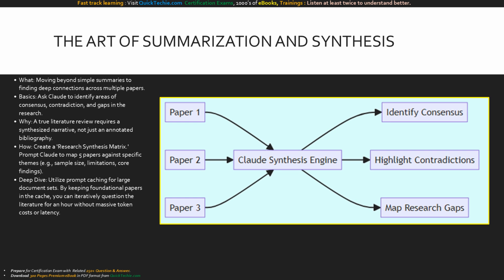This drastically reduces your token costs and gives you lightning-fast responses while you interrogate the literature. This diagram illustrates the synthesis engine at work. We feed multiple, distinct papers into the central Claude processing node.